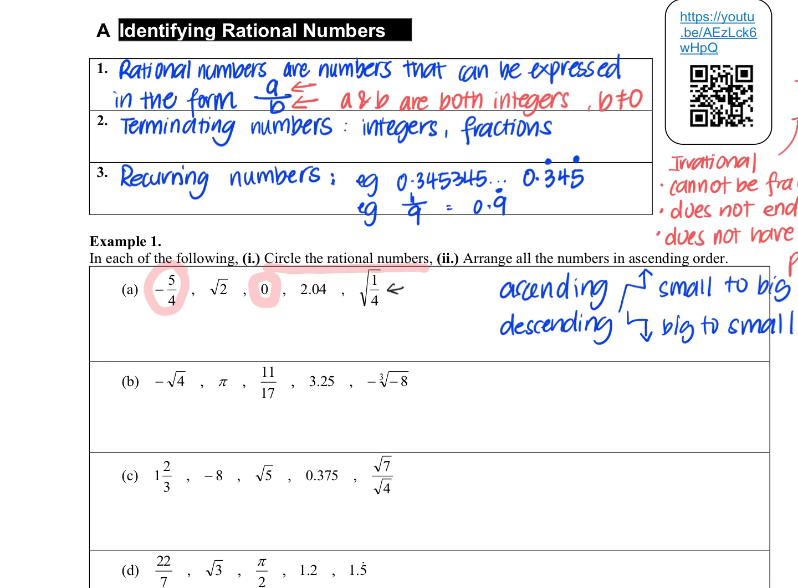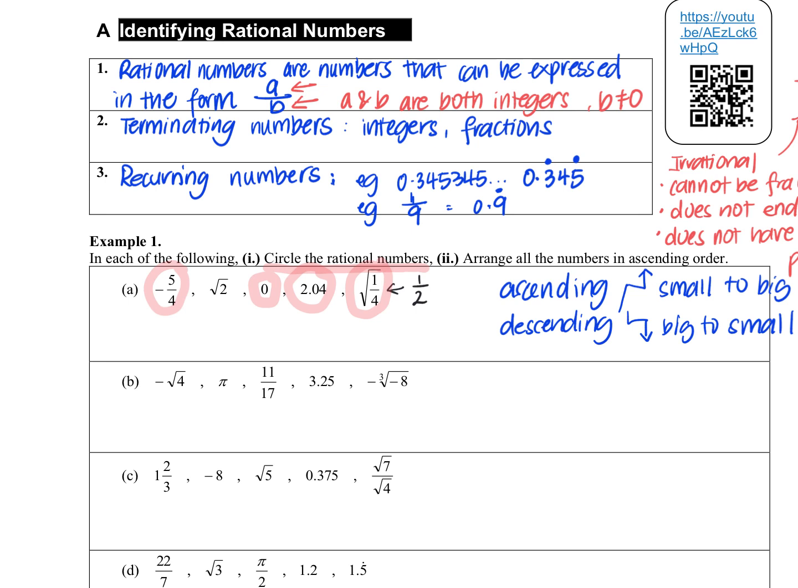So let's take a look at actually square root 1/4. If you key into a calculator, it can be simplified as 1/2. So it's actually technically written as a fraction. So if it can be written as a fraction, it must be a rational number. So in this case, square root 1/4 is a rational number. Next, rational numbers are numbers that are terminating, that stops. So in this case, 2.04 is a number that stops itself. So this is also a rational number.